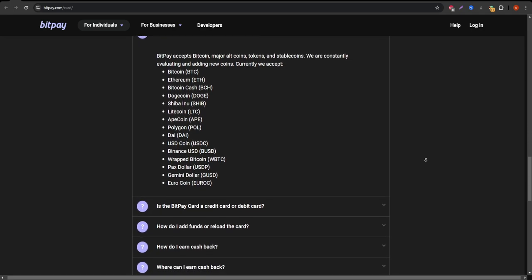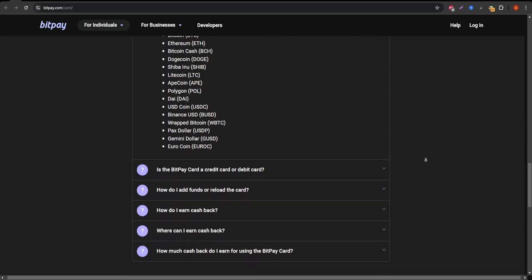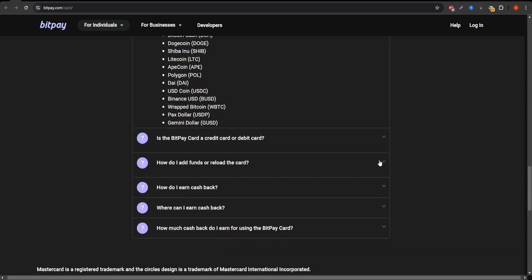Transaction limits. The BitPay card has daily transaction limits and withdrawal limits, so be sure to review these before expecting to make large purchases or withdrawals.